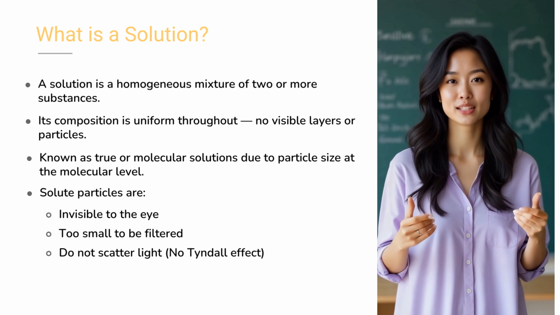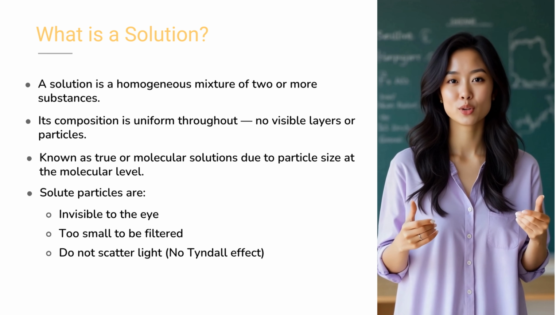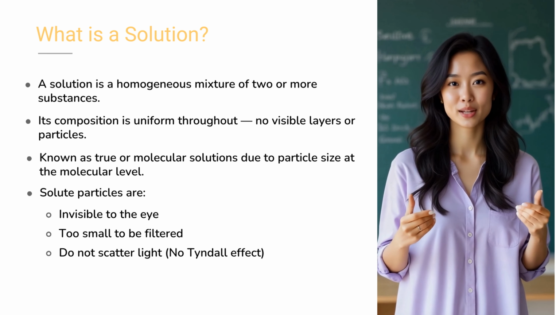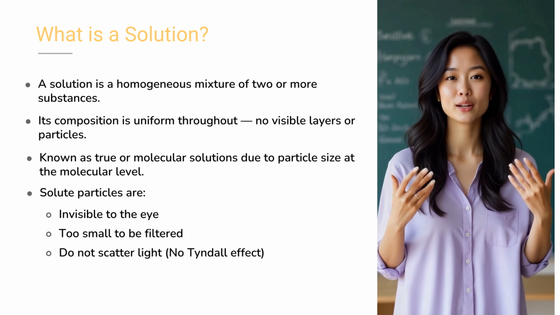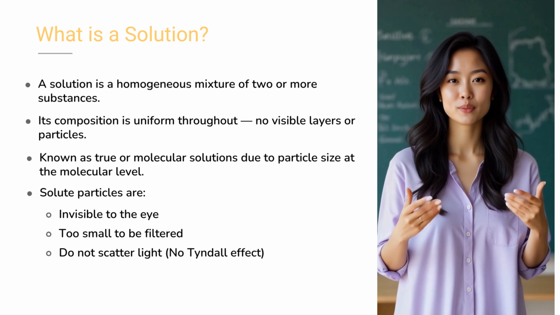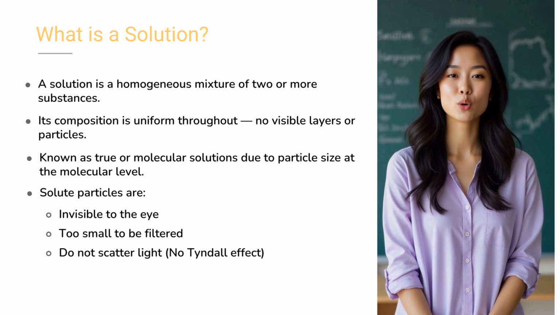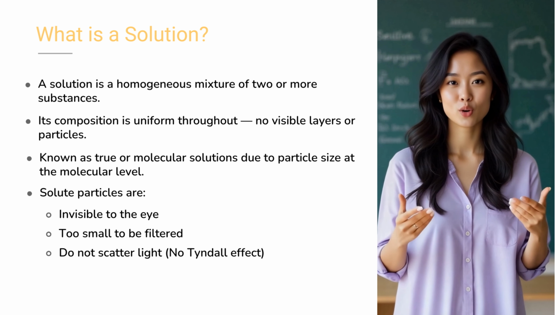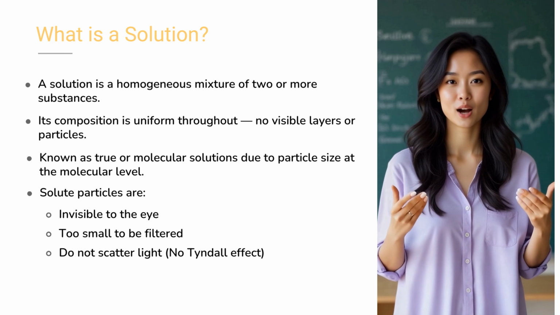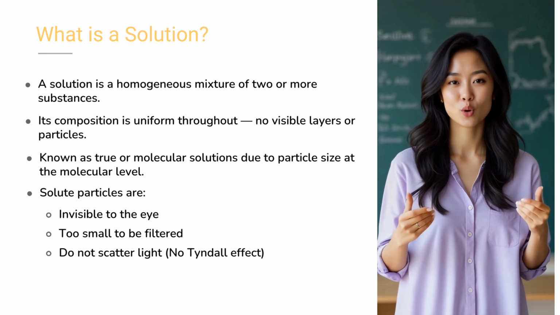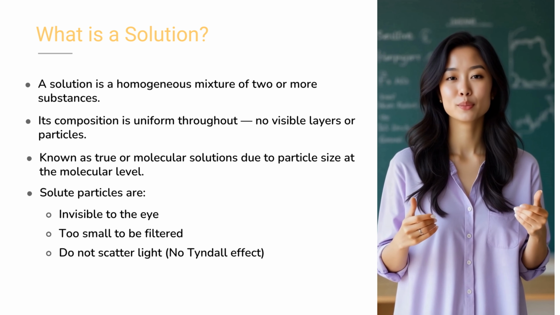Now, let's pause there. What does homogeneous mean? It means that the composition of the mixture is the same throughout. You can't see separate parts. Everything looks uniform, just like salt water or air. No matter how closely you look, the salt and water appear as one phase.